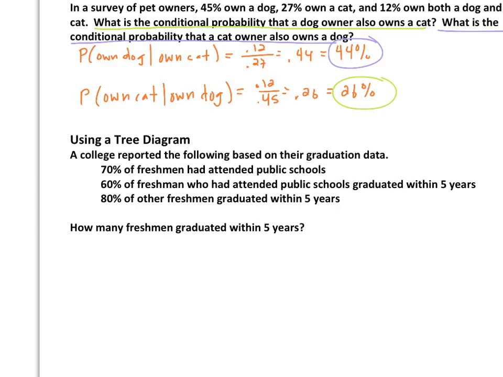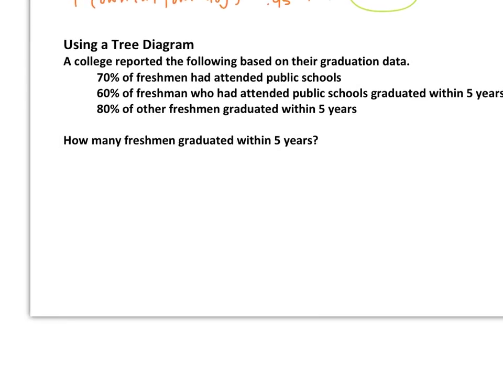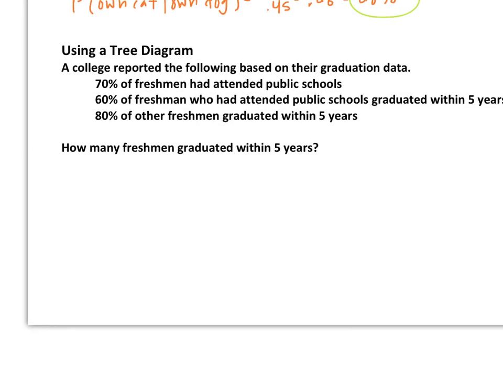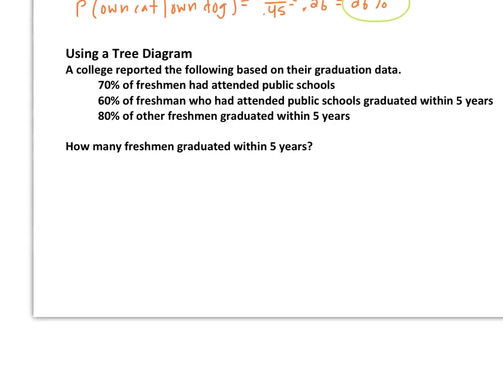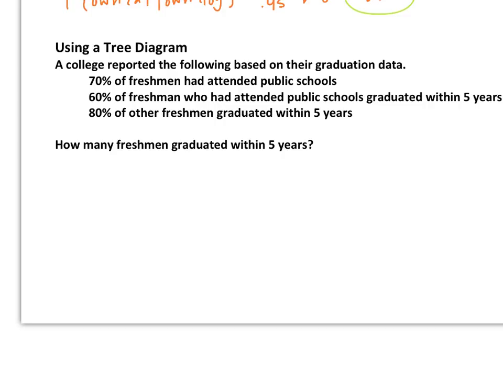here. But in this case, we're going to be using a tree diagram to get the information that we need here. All right, so our information here says a college reported the following based on their graduation data. All right, so they have 70% of the freshmen had attended public schools. 60% of their freshmen who had attended public schools graduated within 5 years. 80% of other freshmen graduated within 5 years.